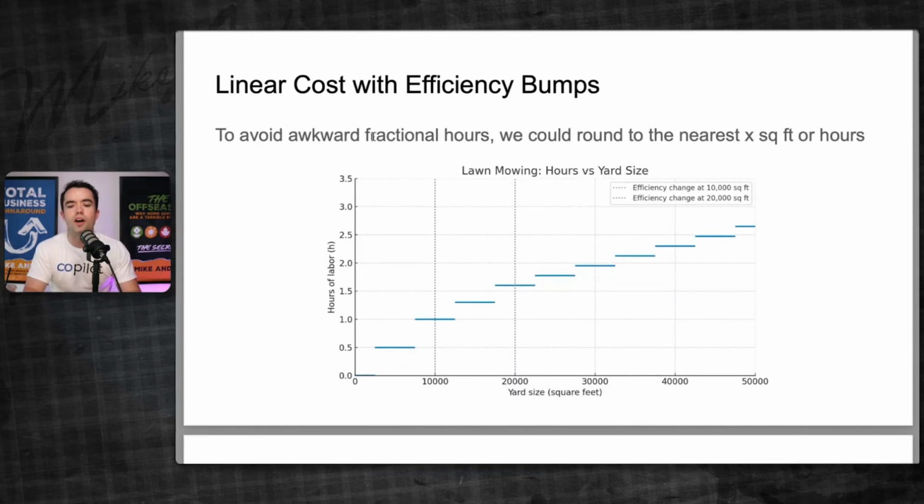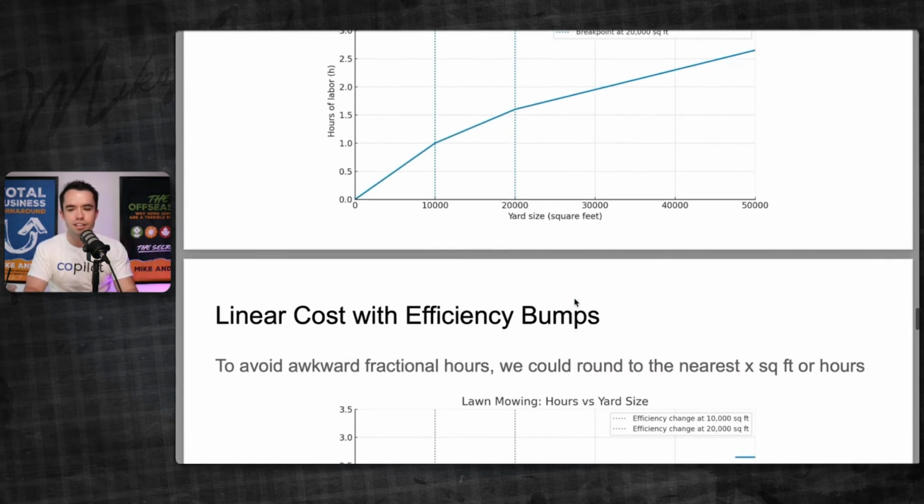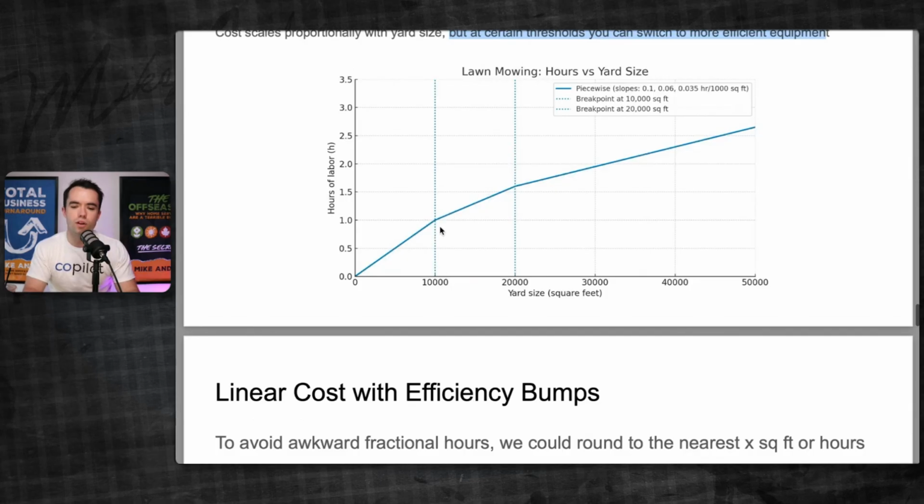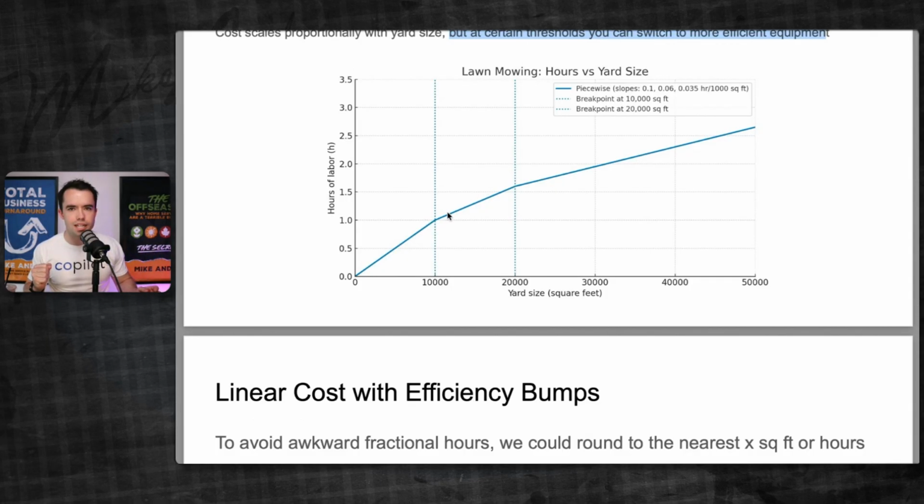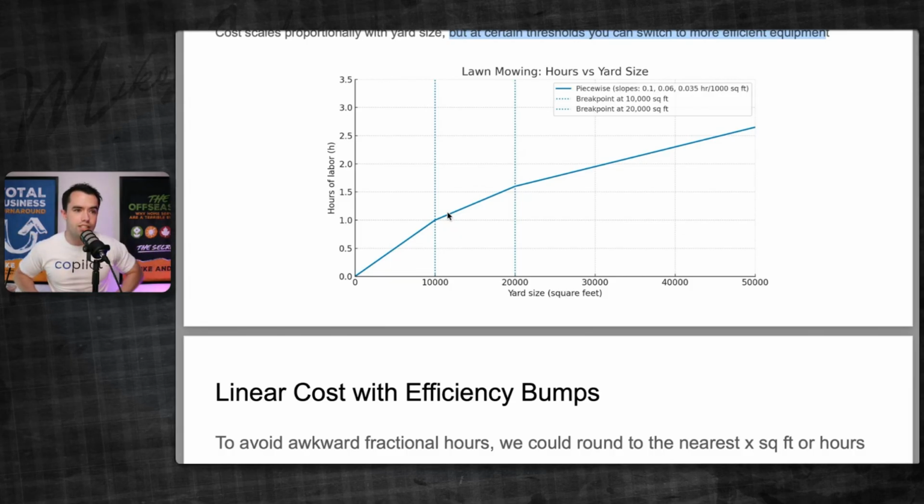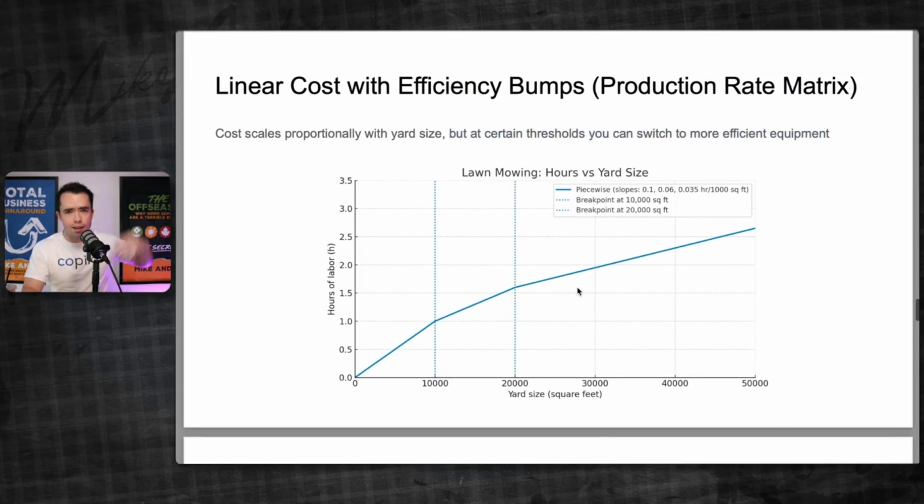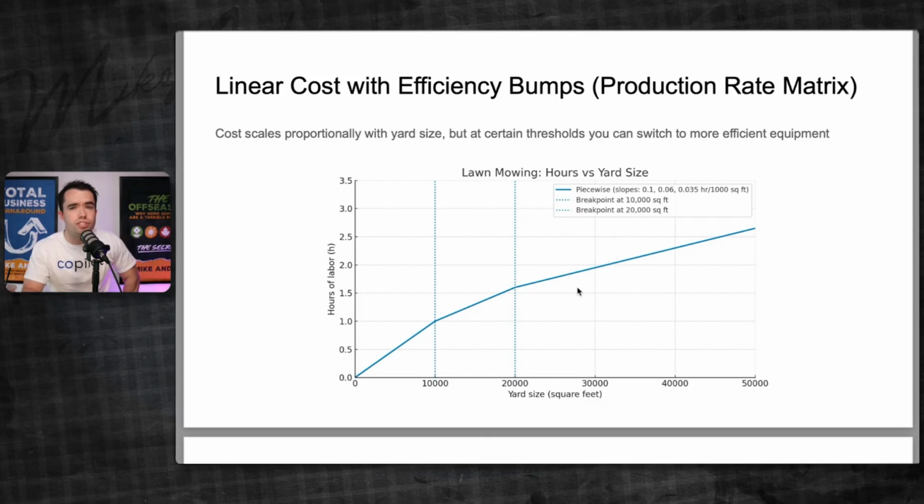To avoid those awkward fractional hours, we round to the nearest square footage or hours. Again, this is the most common, because if I use this, with 12,000 square feet I'm charging the customer $69.41. Most of us are going to round. By the same token, if I'm charging based upon this most accurate form of pricing, I'm going to be at $74.91. I would probably just tell you to go do $79 per cut, and you will probably not reduce your close ratio very much at all.